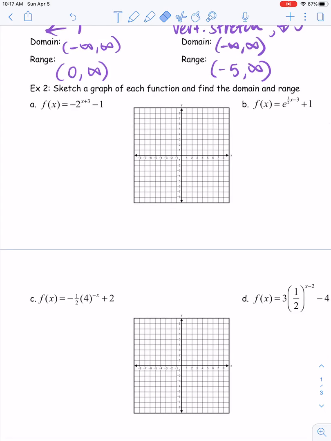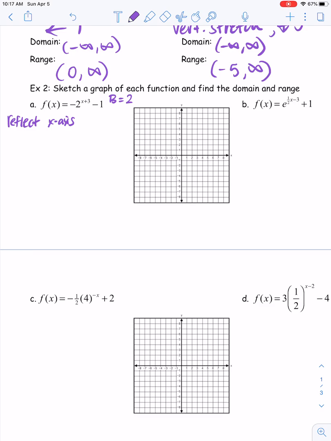Remember, we said our base cannot be a negative number. So when we see this -2 here being raised to the x plus 3, there's no parentheses saying that's -2 raised to a power. That is just -2 raised to the x plus 3 power. So that negative in front is telling me, hey, you're reflecting over the x-axis. My base is 2.